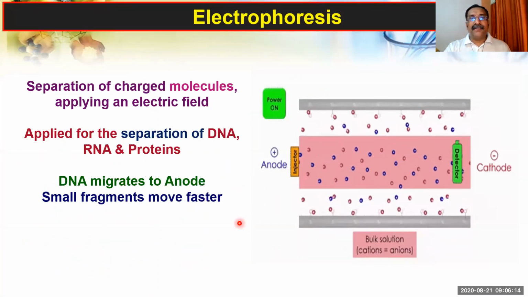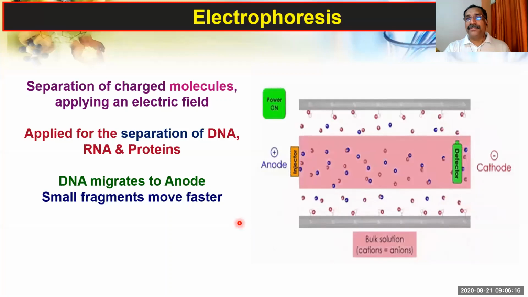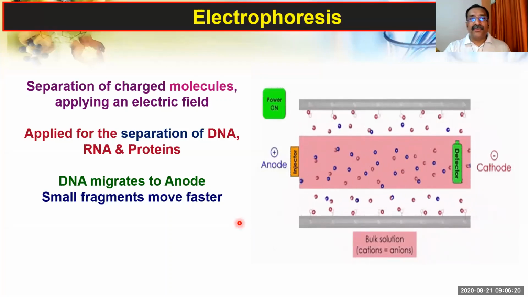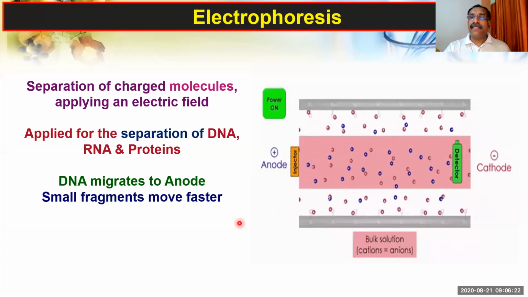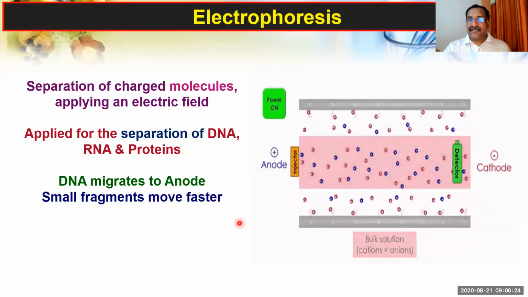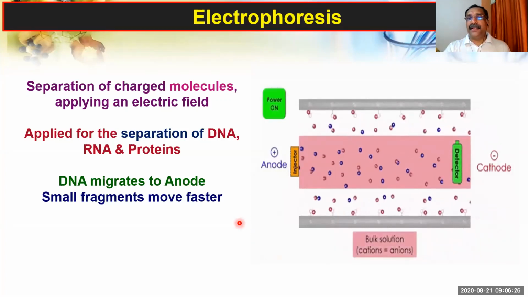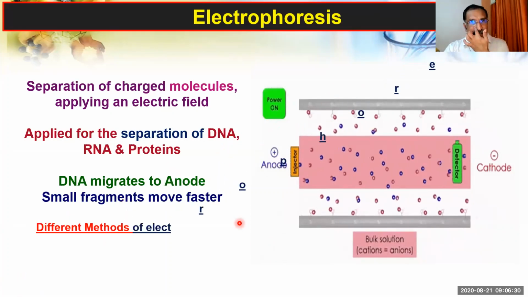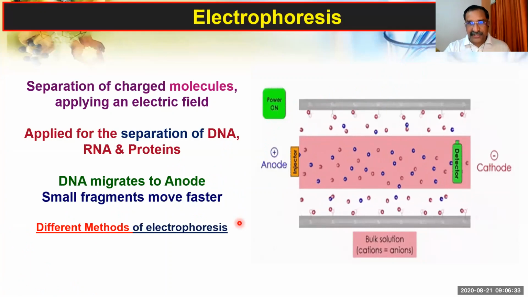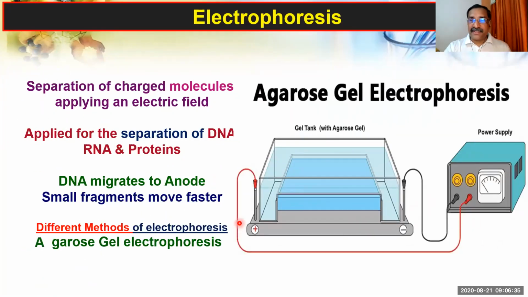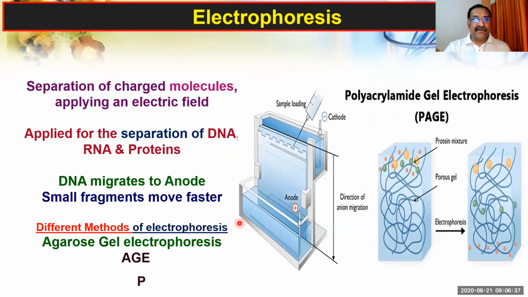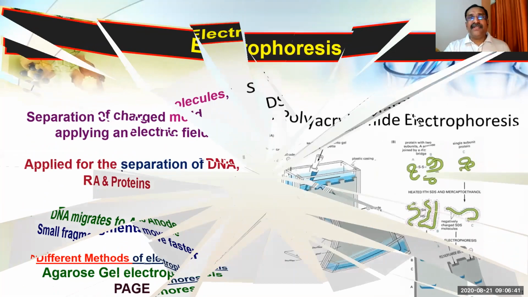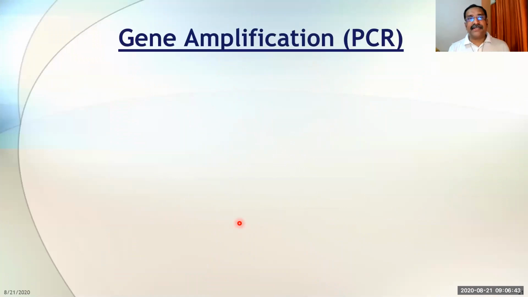That means the negatively charged DNA molecules are going towards the positively charged rod. That means it is moving towards the anode. That is what we have seen. And the same procedure we use in fingerprinting, that also we have seen. And after that, different methods of electrophoresis we have seen. The PAGE is there. Then the second one, SDS-PAGE is there. So all these things we have seen in the last class.